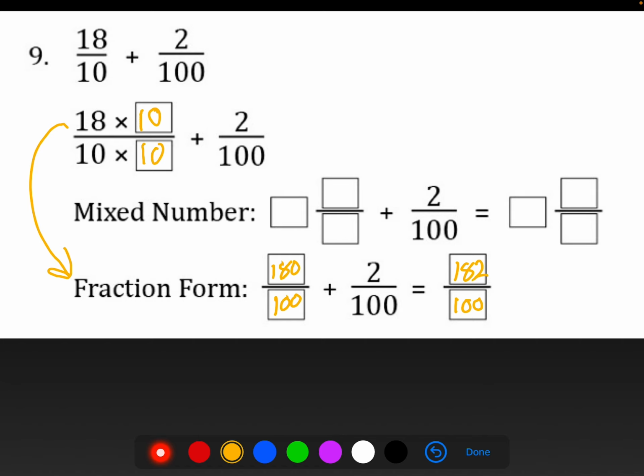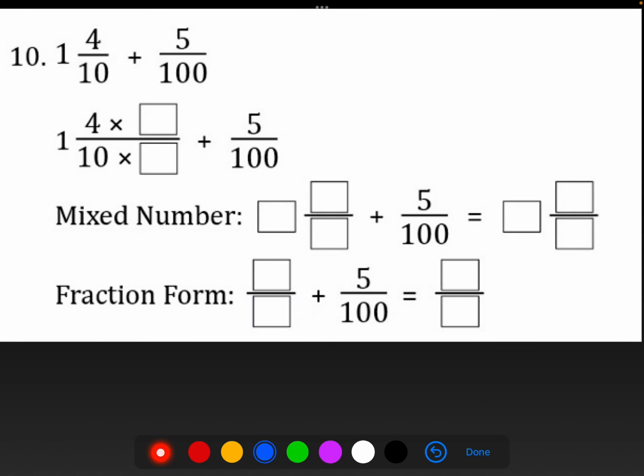All right, so now, 100. We're going to move up to the mixed number. 100 goes into 180 one time, and then 180 minus 100 is 80 over 100. Very simple, right? Add our whole numbers. Remember, our denominator stays the same, so we've got hundredths there. Then we've got 80 plus 2, 82. See, these aren't as bad as you were thinking. All right, let's look at this next one.